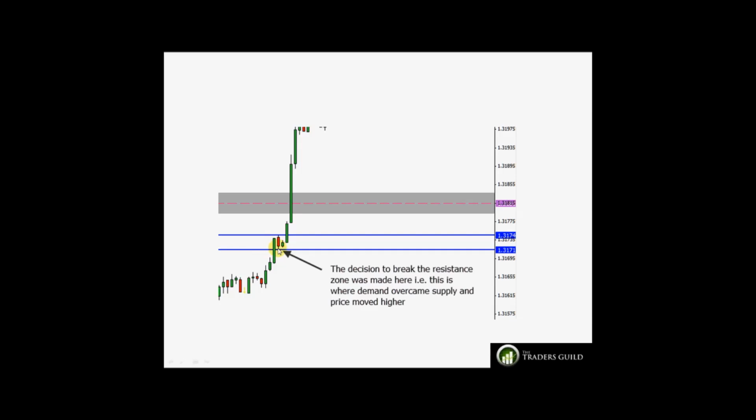Okay. Now we can see that this consolidation zone here was the most likely area where the decision was made to have a run at the higher SR zone and have a breakout. So this was the most likely area where the institutional demand came into the market, caused the supply-demand imbalance, and price attacked the SR zone, the resistance zone, and we had the breakout.